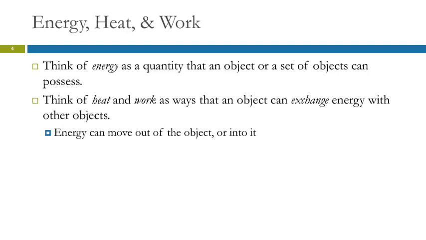So I found that energy as money is a very useful analogy. So heat and work are ways that an object can exchange energy with other objects, but energy is something that the object has. So energy can move out of an object or it can move into an object. So your wallet holds money, right? Money can come into your wallet, money can go out of your wallet. The process of it coming in and leaving is equivalent to heat and work. The energy is the actual money. It can move back and forth.